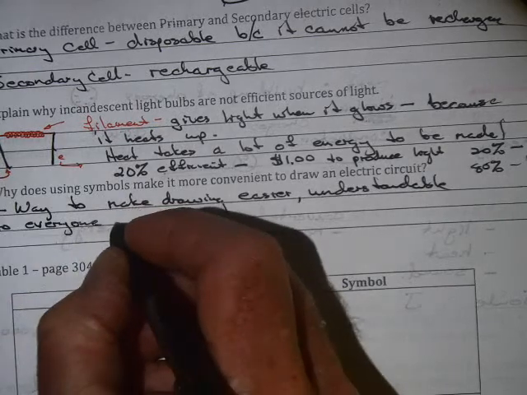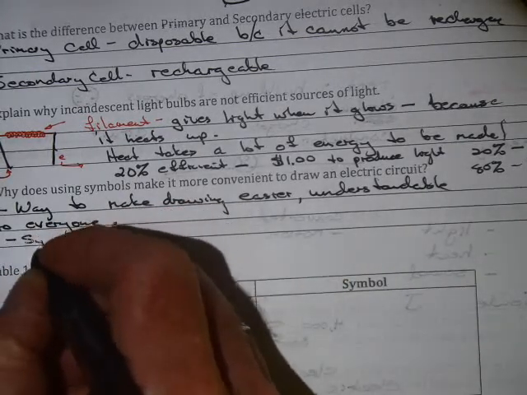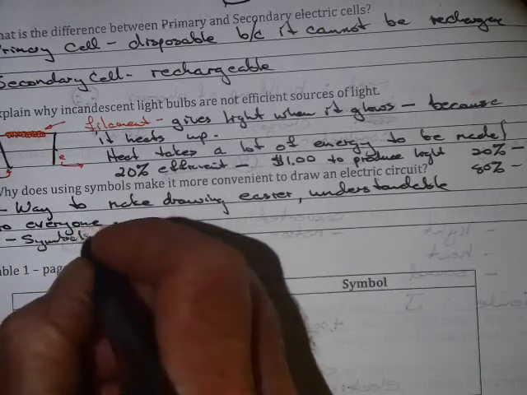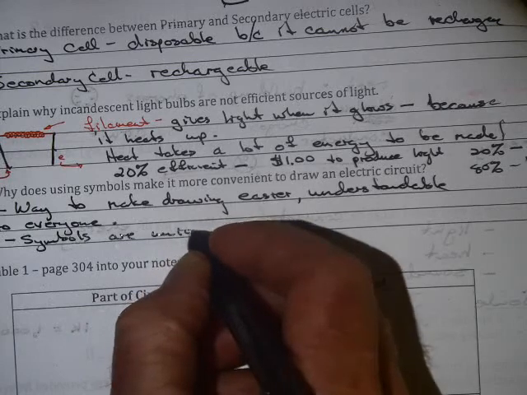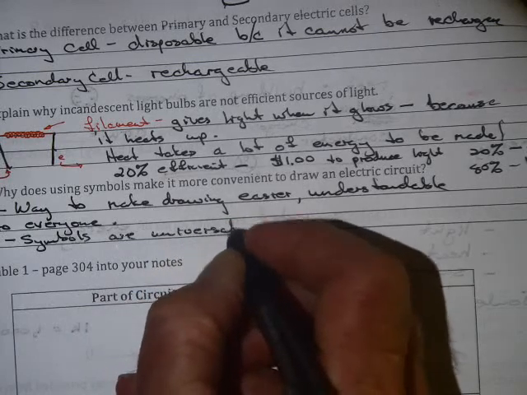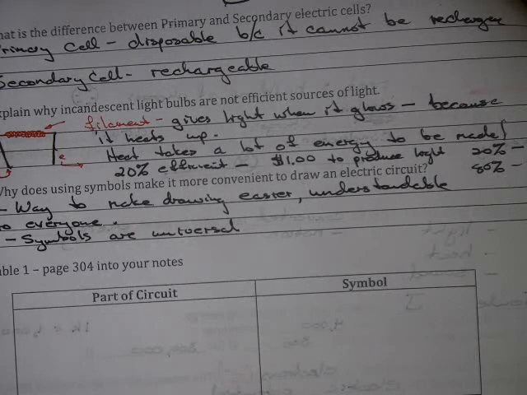Because the symbols are universal. In other words, if I showed a symbol of a light bulb to a Japanese person and to a Spanish person, they both understand it to mean the same thing. And so there's only a few that we're going to really talk about or use in this course. I'm going to do 4 right now.